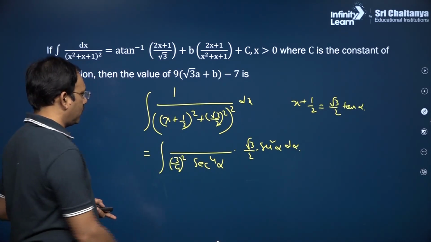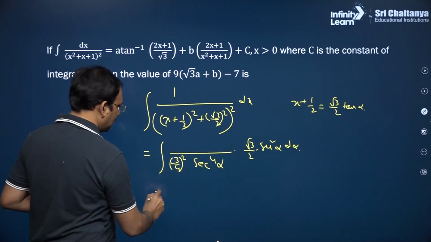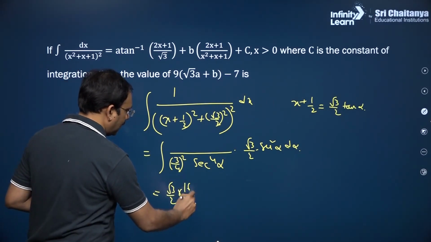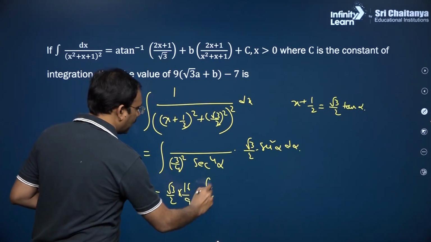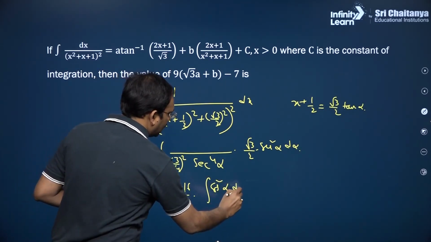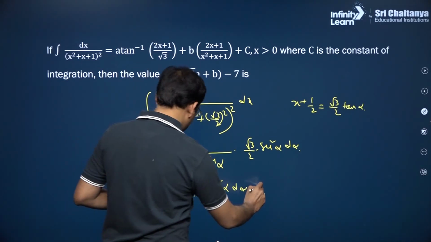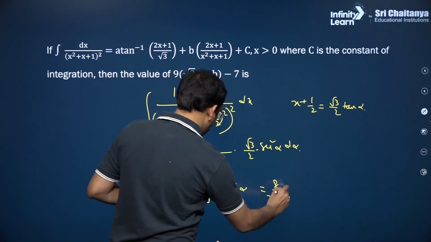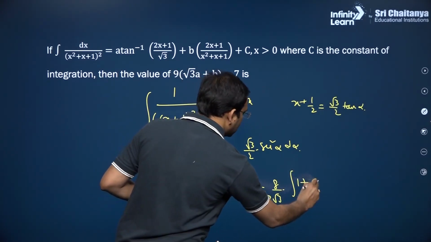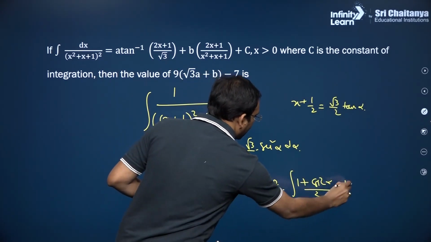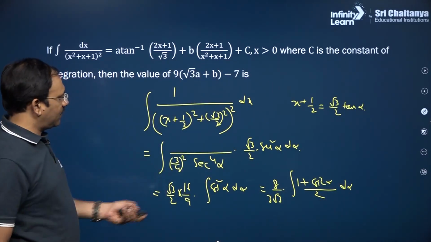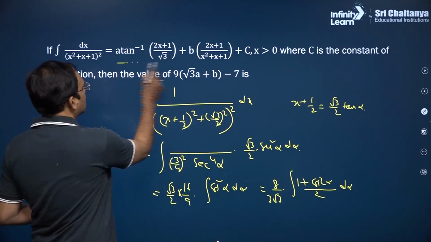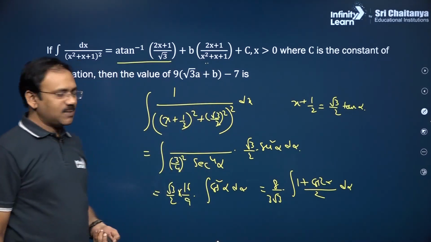Yeah, this is going to be, you can say here root 3 by 2, you just write the simplification, root 3 by 2 into 16 by 9 into 1 by secant square alpha will become cos square alpha d alpha, my dear friends, which is, you can say, 8 by 3 root 3 into cos square alpha, you can write 1 plus cos 2 alpha by 2 d alpha. Now, you can easily integrate, my dear friends, 1 by 2 into d alpha comes, alpha will be in terms of this. So, you will also get this particular expression there.